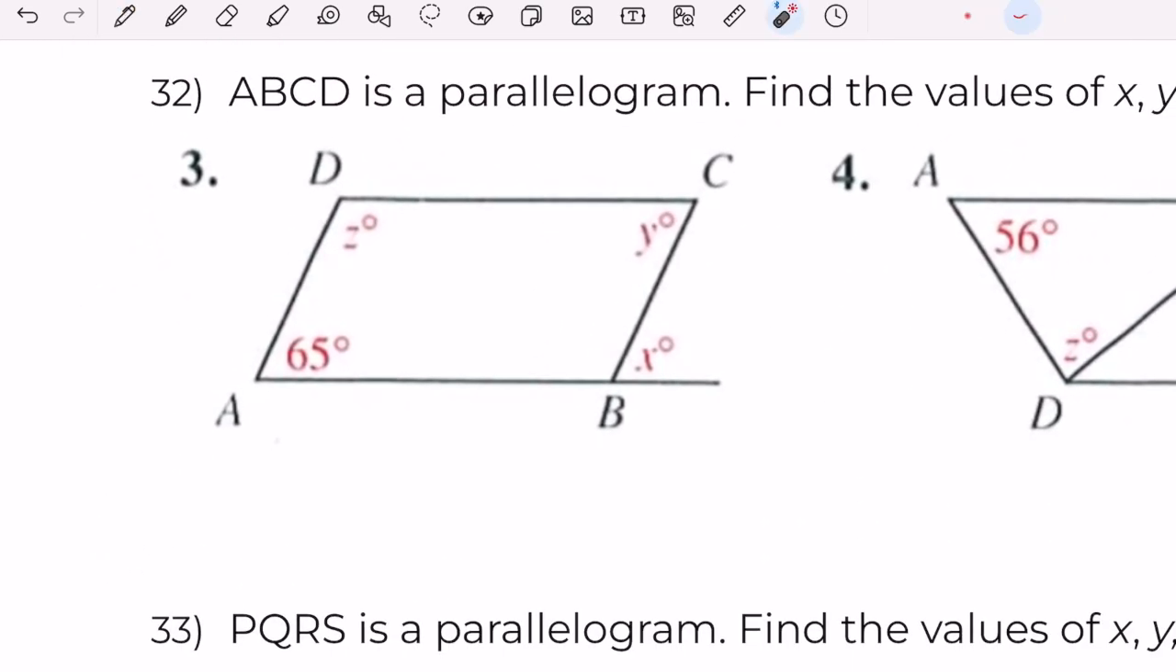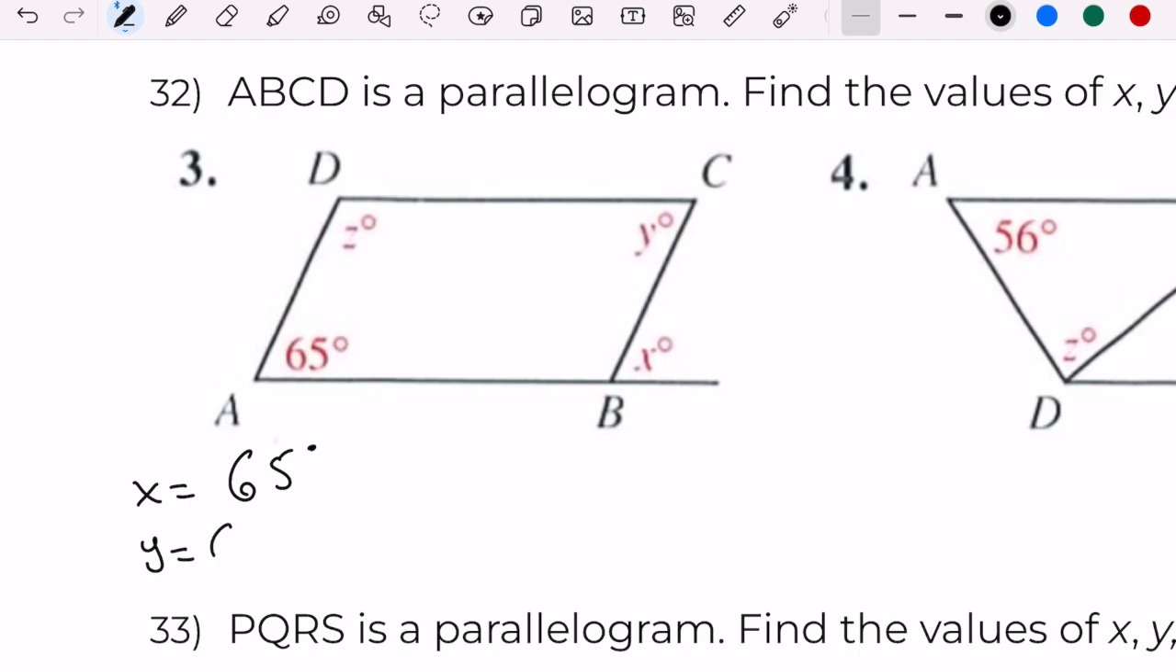So, angle X is very clear that it's 65. Why? Because 65 and angle X are corresponding angles, because remember that these lines are parallel. Now, angle Y is also 65, because in a parallelogram, opposite angles are congruent. And now, C is 180 minus 65, because in a parallelogram, consecutive angles are supplementary. So 180 minus 65, that is 125 degrees.